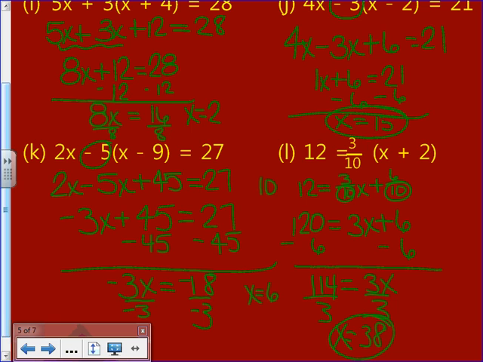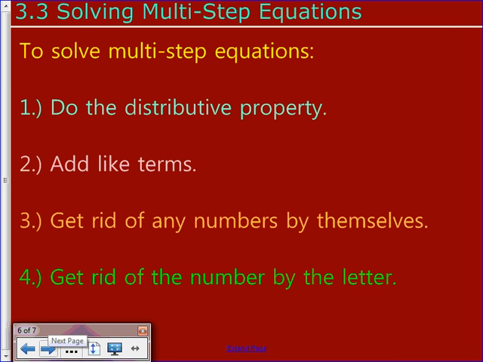Last slide. Here are your 4 steps. Look for the distributive property. Add like terms. Get rid of any numbers by themselves. Get rid of the number by the variable. Once you get after this step, between step 2 and 3, it becomes a 2-step equation then.